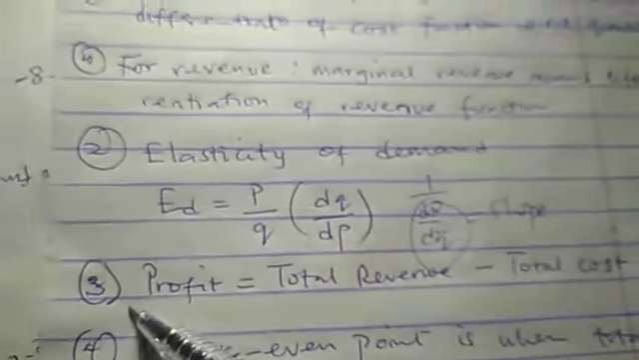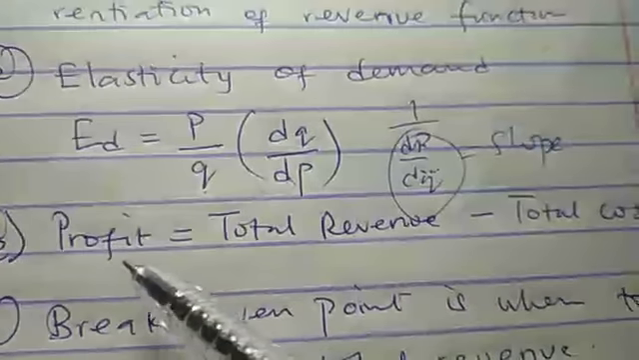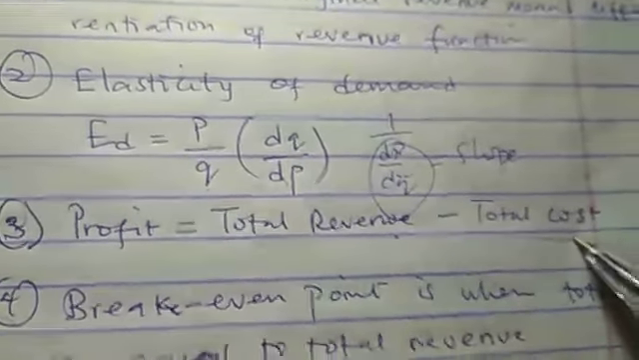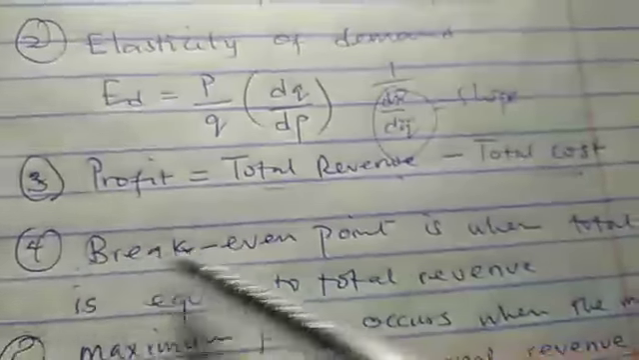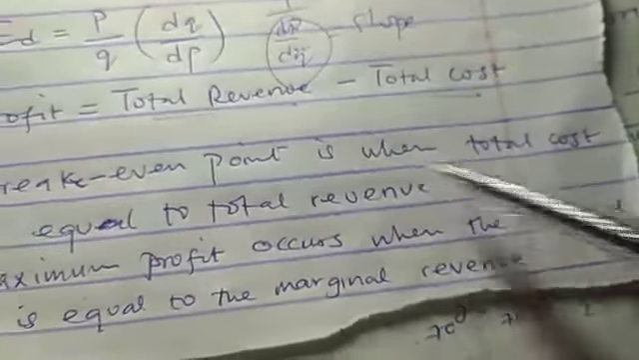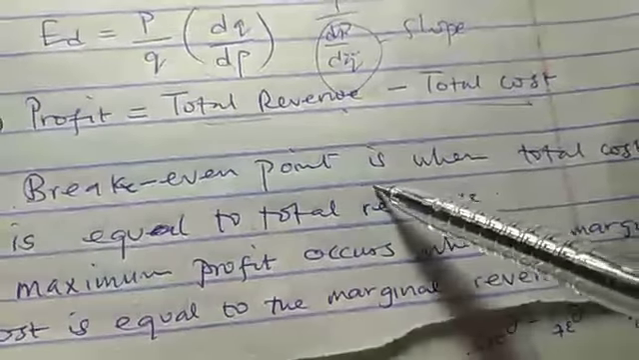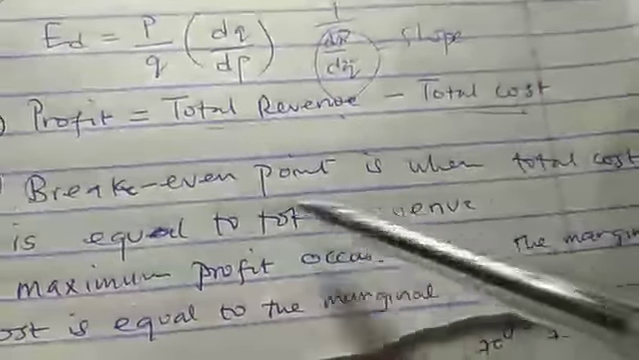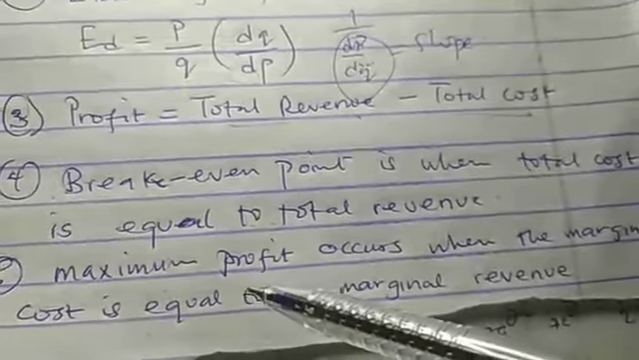Also, another important thing which we should note is that profit simply means total revenue minus total cost. And number 4, break-even point is a point at which total cost is equal to total revenue. The point we get when we equate total revenue to total cost, when they are equal to each other, that point is called break-even point.